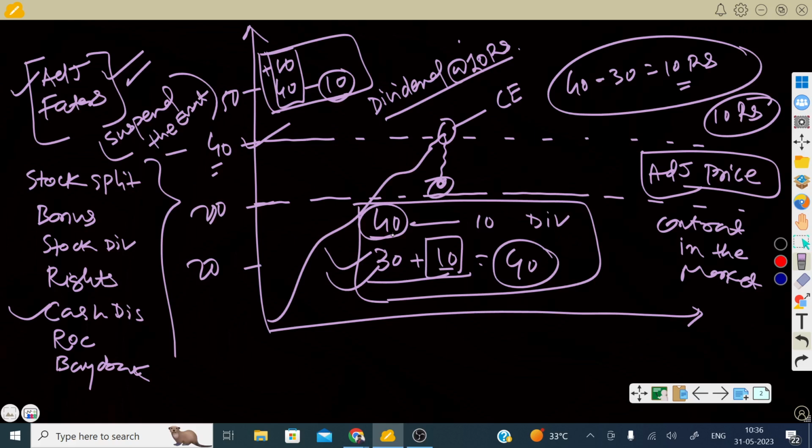See, 10 rupees is not a benefit as such. It's just the price of the stock adjusted. Right? The stock exchange adjusted the price. It's an adjustment factor. Let's take it the other way around. So you have a stock split.